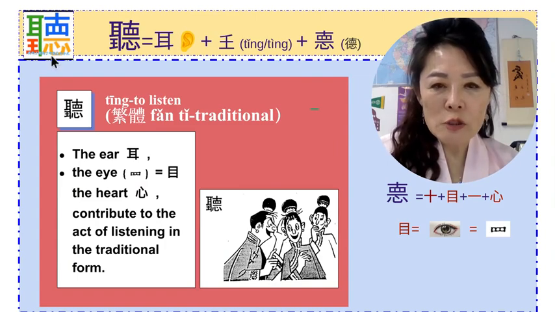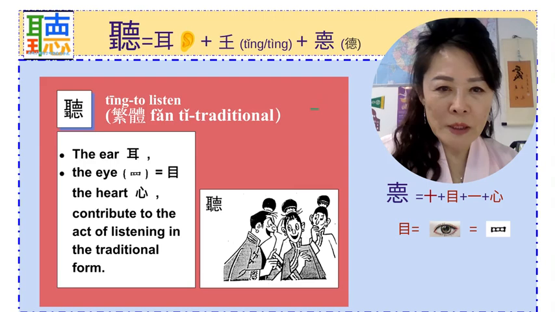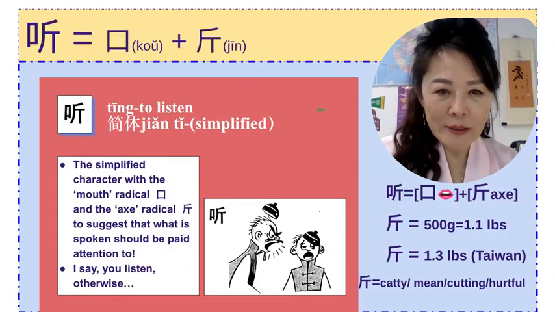So traditional Ting, it looks like this. It has many different pieces. I already broke it down for you, and it has a lot more meanings, right? Now let's take a look at simplified Ting.